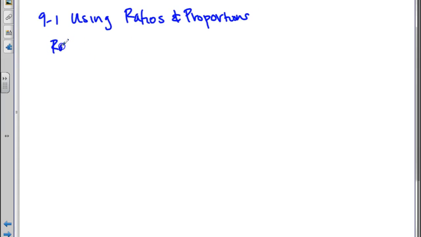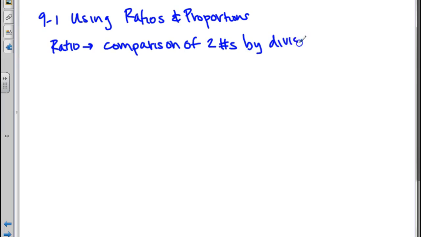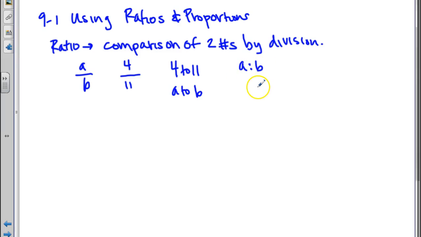All right, so let's first define what a ratio is. A ratio is a comparison of two numbers by division. So a lot of times you'll see it written like A over B, like comparing the number of boys in a class to the number of girls in a class. So 4 boys to 11 girls, or a 4 to 11 ratio. You can also compare like this, 4 to 11, and you heard me say that, A to B. I've also seen it written like this, and you probably have too. This is A to B, that's the ratio, or in our case, 4 to 11.